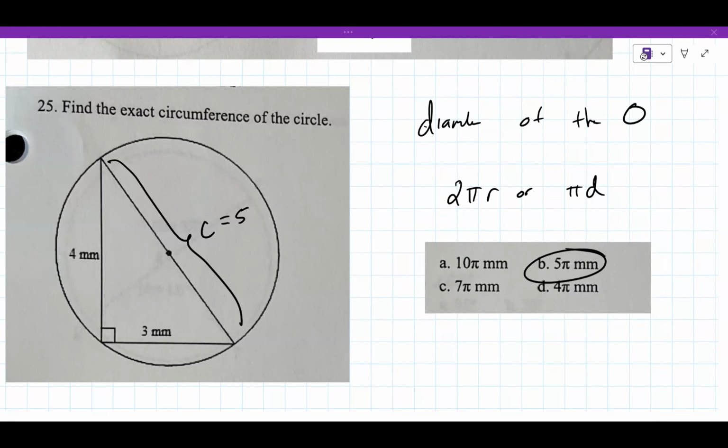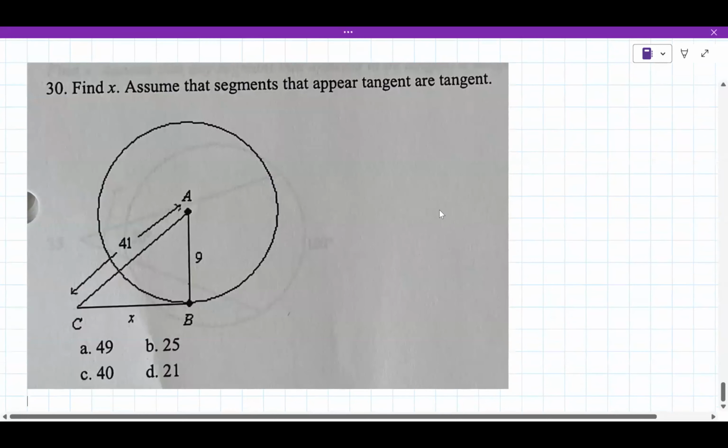Let's see here. Here is another kind of right triangle problem for you to work on within a circle. So I'll give you that. All right, take a look at this, please.